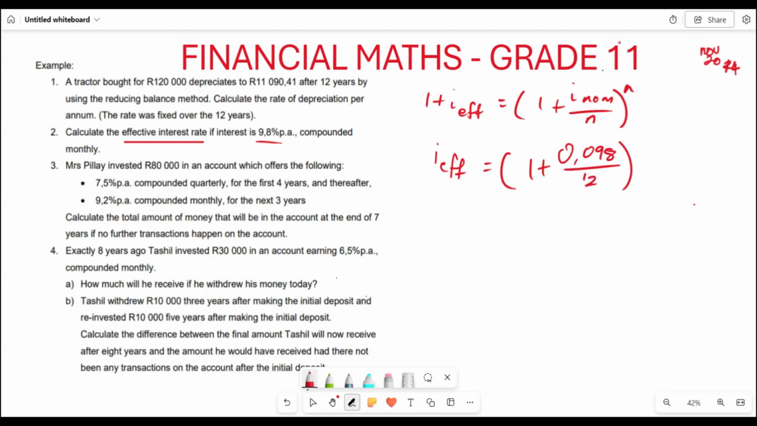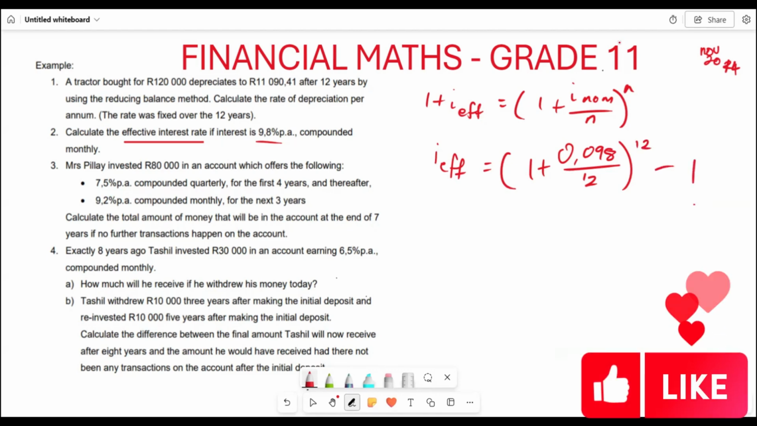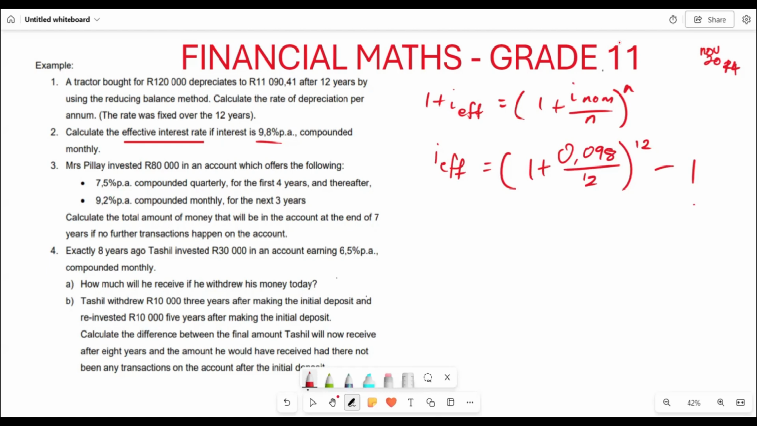And then what is going to be the n here? This is also going to be your 12, if I'm not mistaken, right? This is going to be 12. Then subtract 1. Remember, I just took this one and wrote it on this other side. Once again.